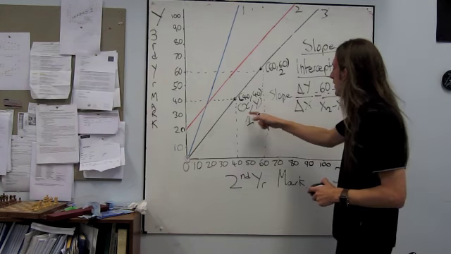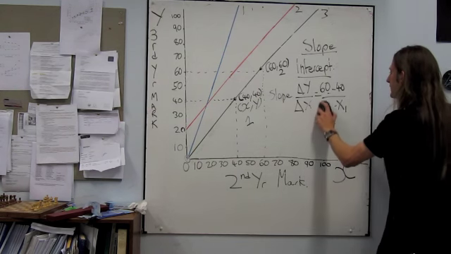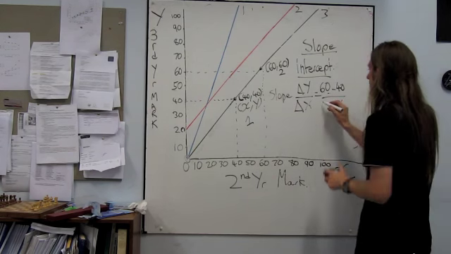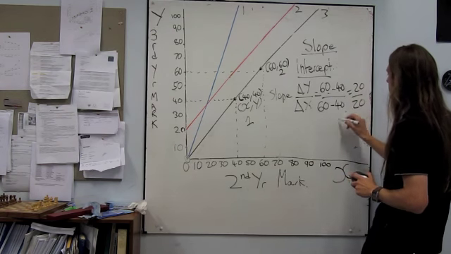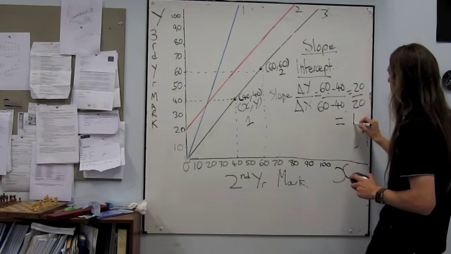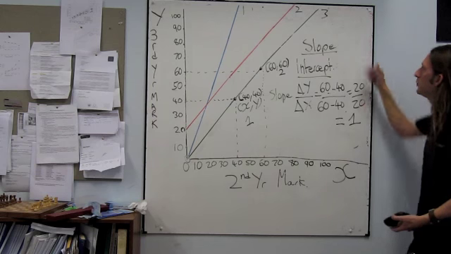Okay, and then our x at time 2 is 60, and our x at time 1 is equal to 40. Which gives us 20 over 20, which gives us a slope value of 1. So our slope for this line is a value of 1.